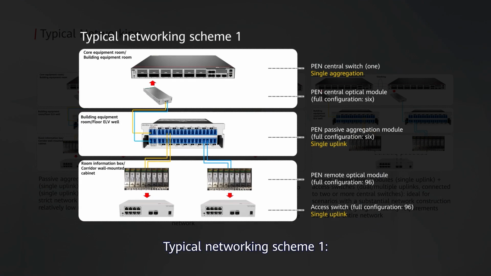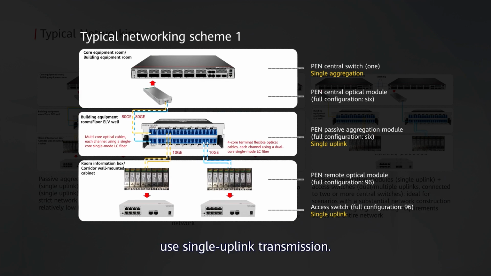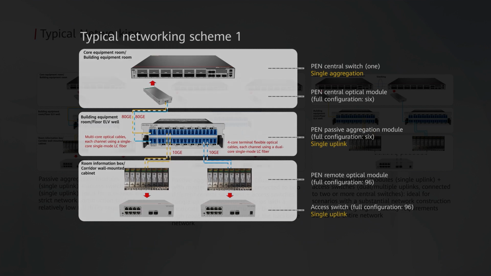Typical networking scheme 1. Both passive aggregation modules and access switches use single uplink transmission. This scheme is ideal for scenarios with a strict network construction budget and relatively low reliability requirements.